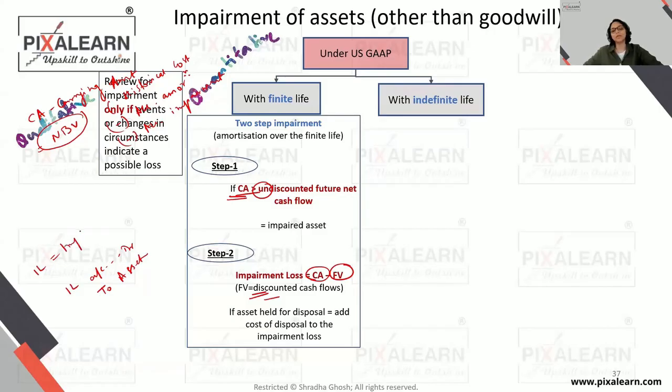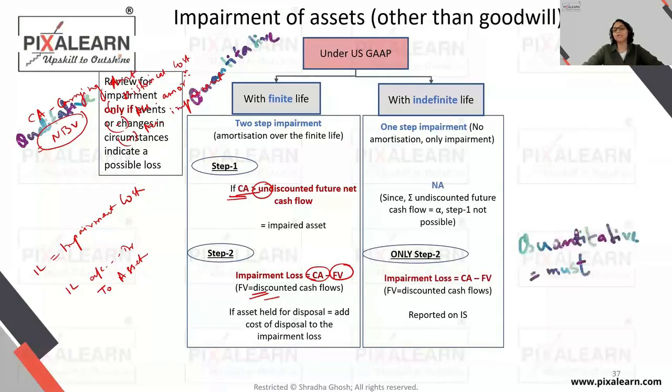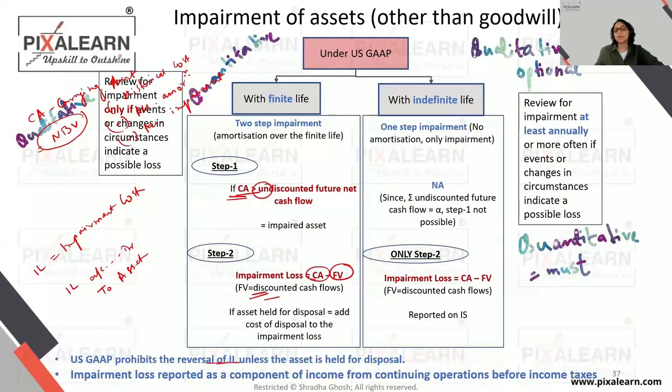Here is your impairment loss. If it is an asset which was held for disposal, so if it is a discontinued operation, I will also add the disposal cost to it. Please remember, under no circumstance will you be allowed to reverse the impairment losses unless the asset is held for disposal. So what do I do?